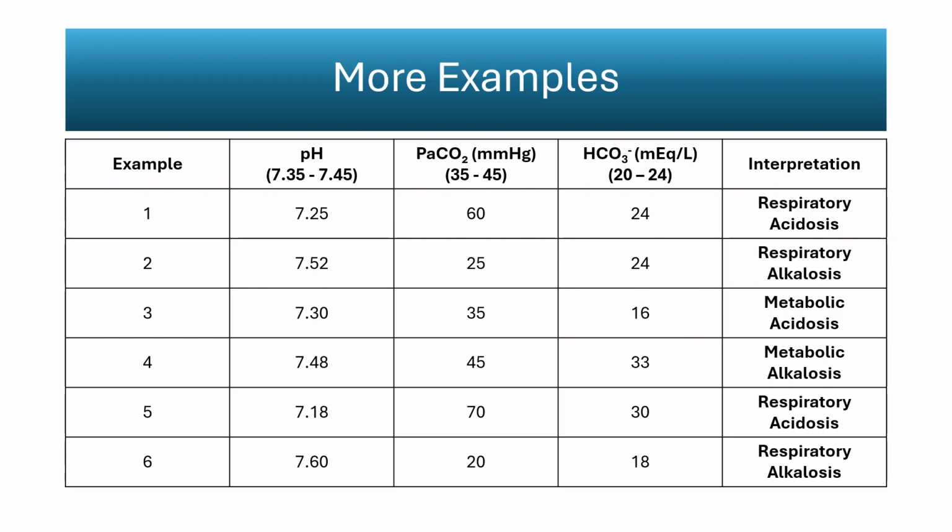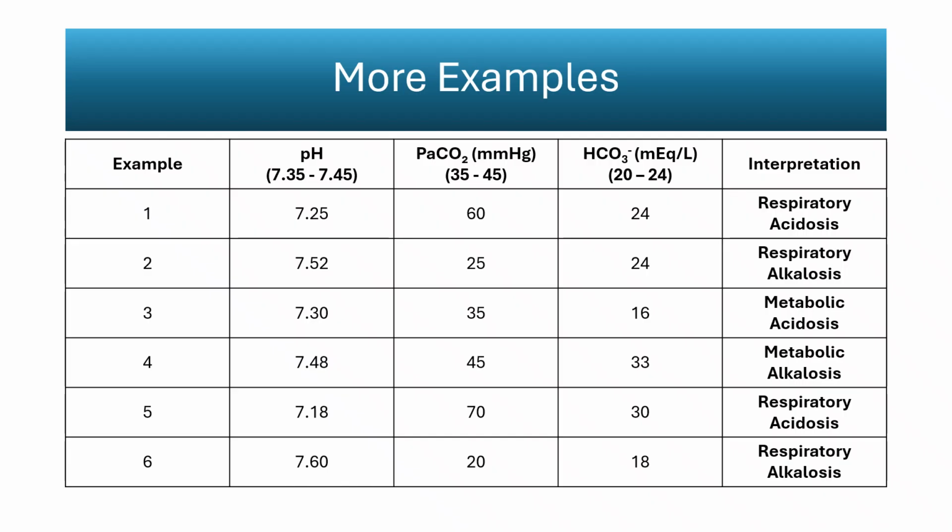The third example shows pH 7.30, carbon dioxide 35, and bicarbonate 16. Both pH and bicarbonate are low, indicating metabolic acidosis. The fourth example shows pH 7.48, carbon dioxide 45, and bicarbonate 33. The pH and bicarbonate are high, representing metabolic alkalosis.